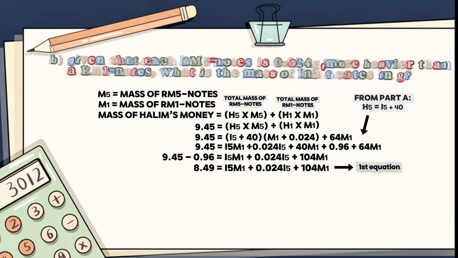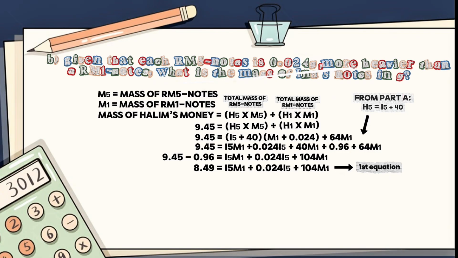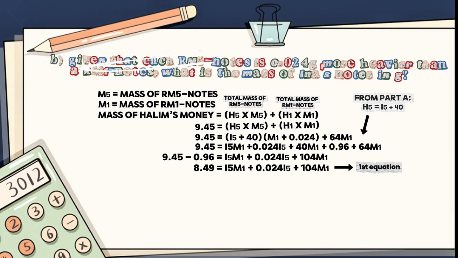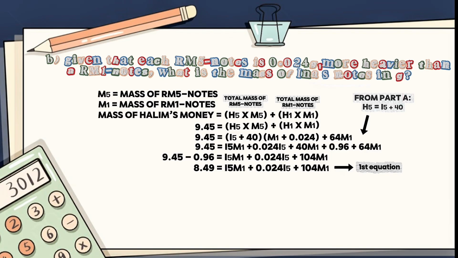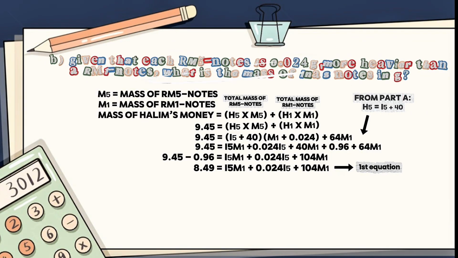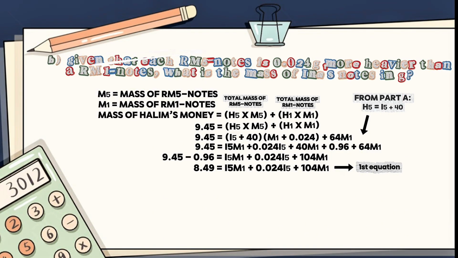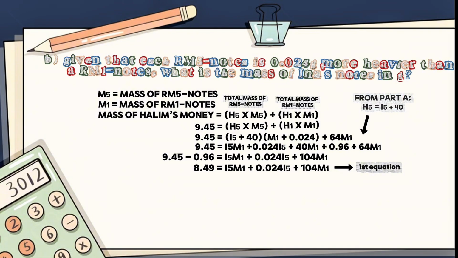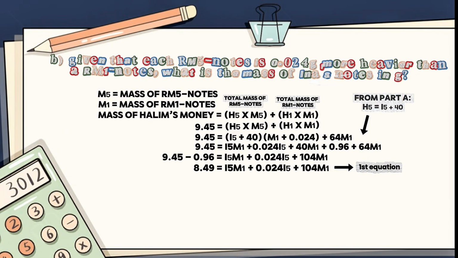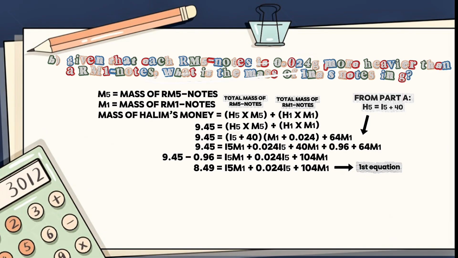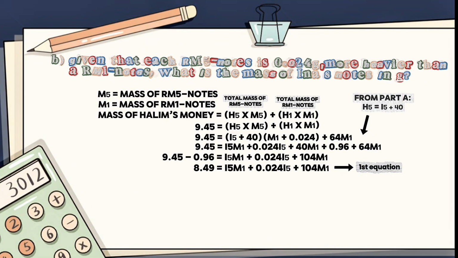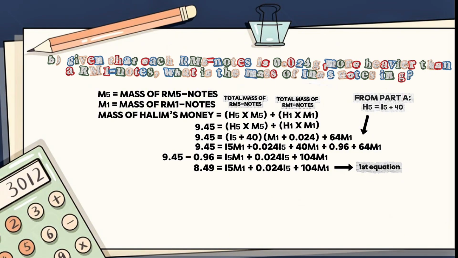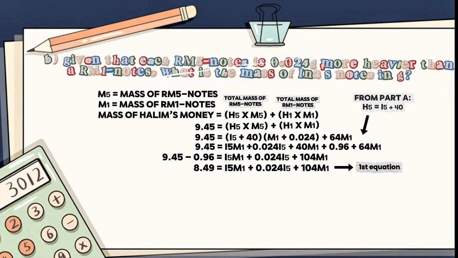First and foremost, to calculate the mass of Halim's money, we use the total mass of RM5 notes, which is Halim's RM5 notes multiplied by the mass of an RM5 note, plus the total mass of RM1 notes, which is Halim's RM1 notes multiplied by the mass of an RM1 note. In addition, we also know that these notes have a mass of 9.45 gram.